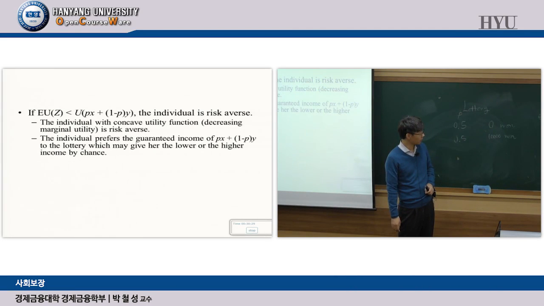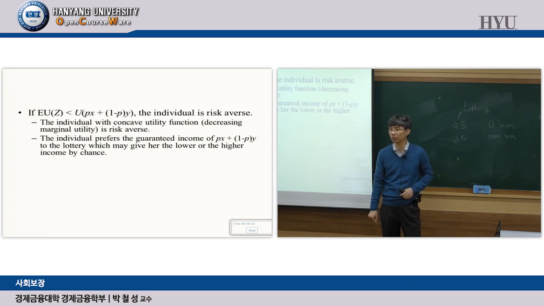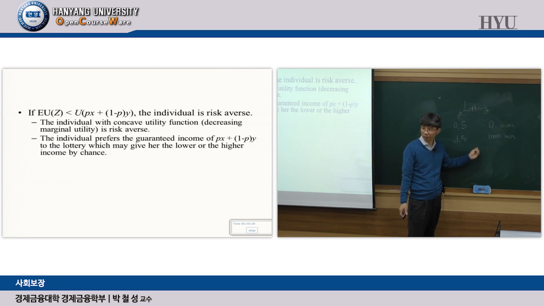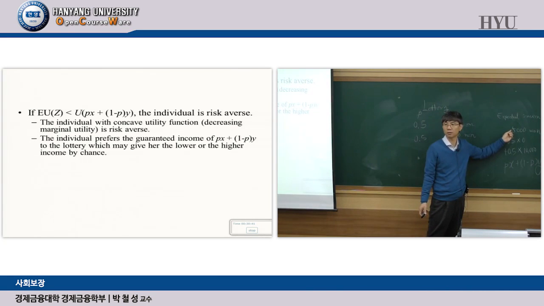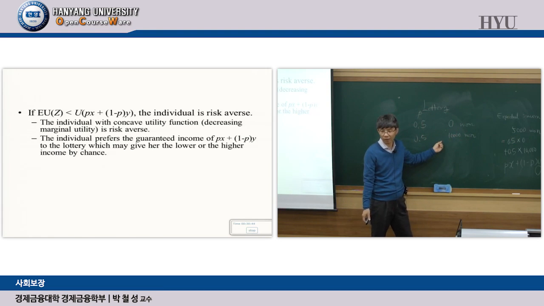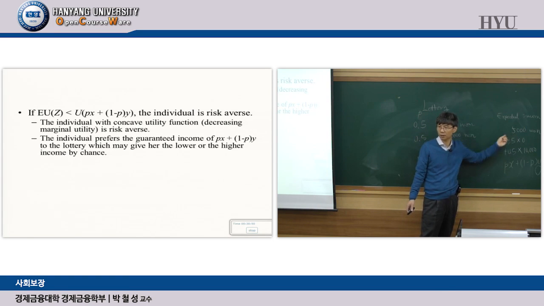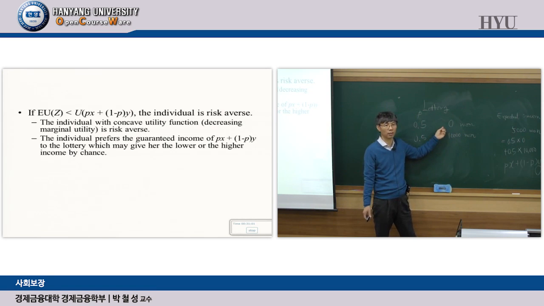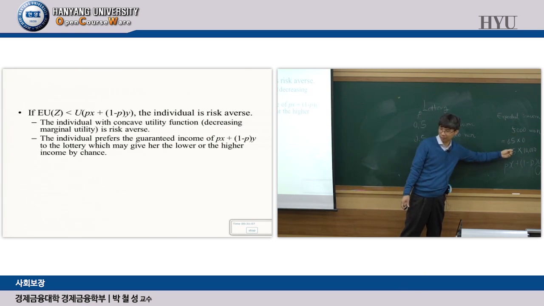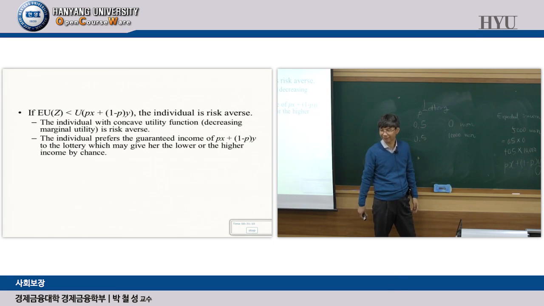What's interesting is that we can ask the question: do you want to participate in this lottery and try your luck, or do you want to just get 5,000? Getting 5,000 means you get 5,000 no matter what happens, a sure thing. But in this lottery, you have a chance of getting nothing, but you also have a chance of getting double. So what do you want?